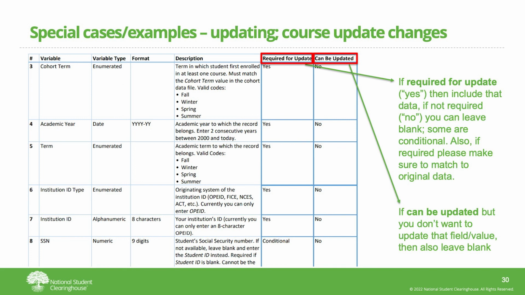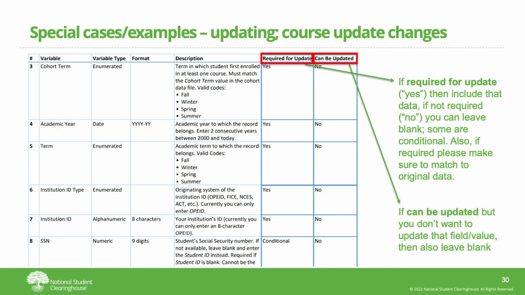So I would suggest this highly because what might happen is if you put in data that you're not trying to update, you may put that in incorrectly or something like that. So it's better to keep this file smaller and really just what is required and what you're trying to update is contained within it. So I have required for update equals yes. I need to make sure that that's there, and I also need to make sure that that matches the original data.